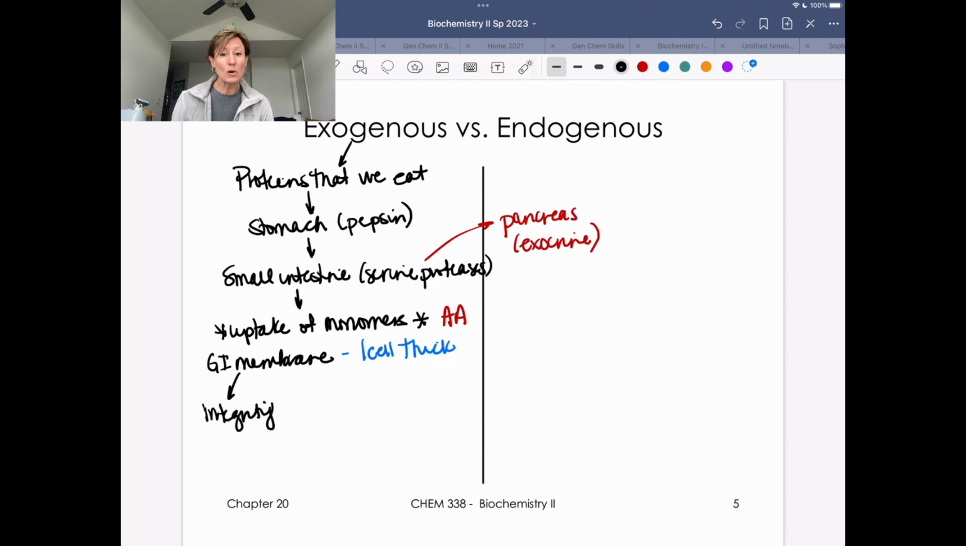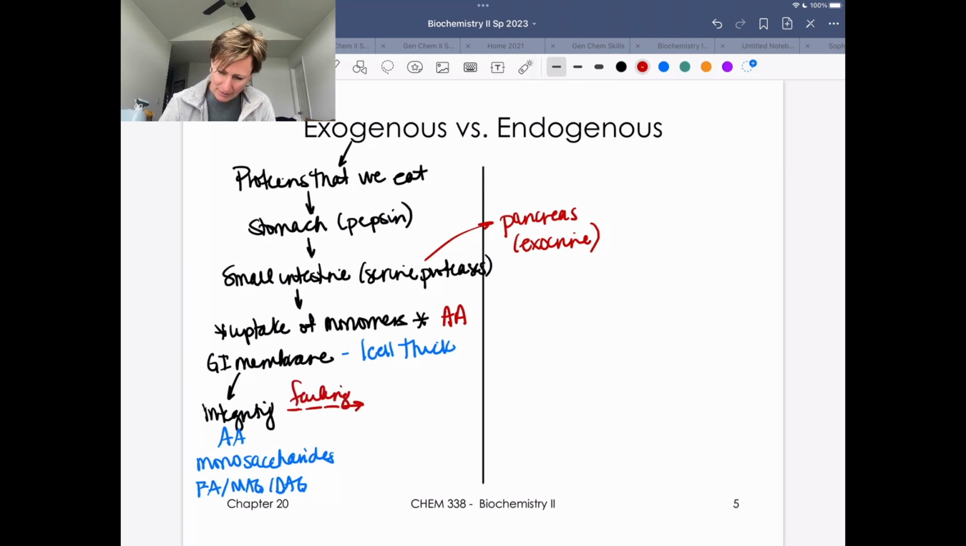So highlighting that, we're only going to have amino acids, monosaccharides, and either free fatty acids, monoacylglycerides, or diacylglycerides that are able to get out. And the counter side of this: if we don't have integrity, if that integrity is failing, that's when we have leaky gut.